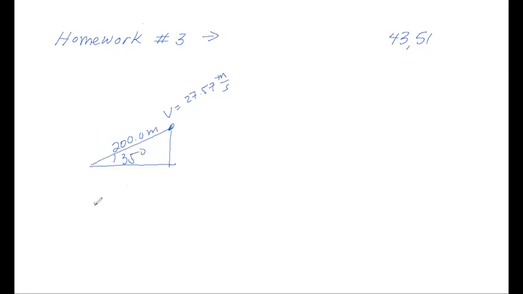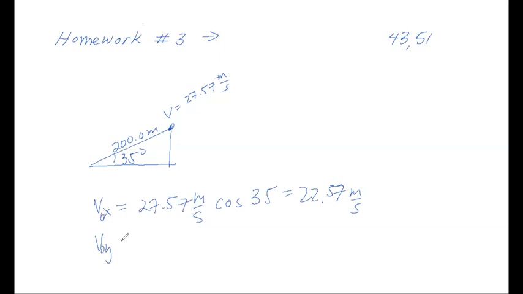All right. V sub X at that point equals 27.57 meters per second times cos 35, and that's going to be 22.57 meters per second. And V naught Y is going to be that same value, 27.57 meters per second times sine 35. And that's going to give me 15.81 meters per second.